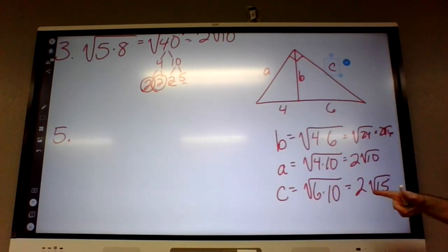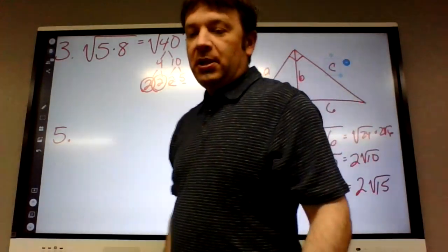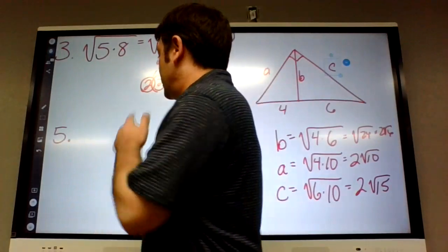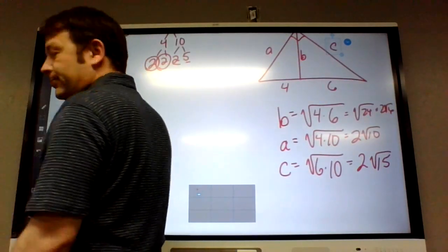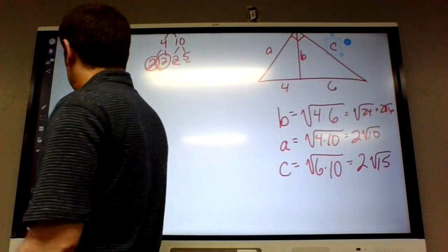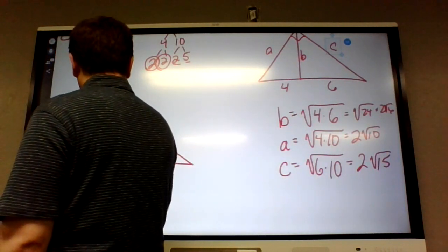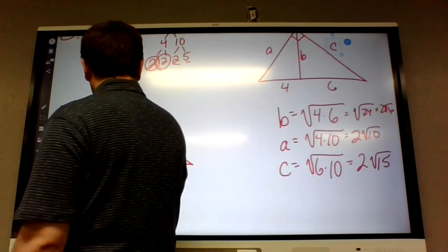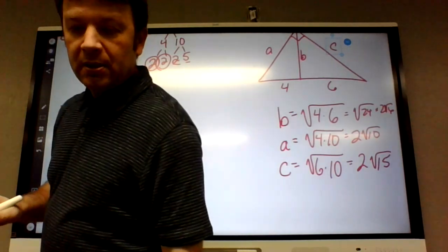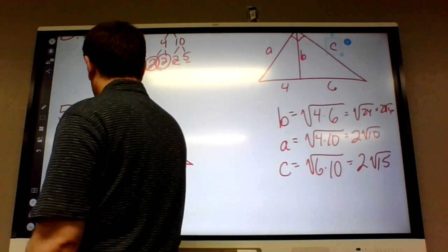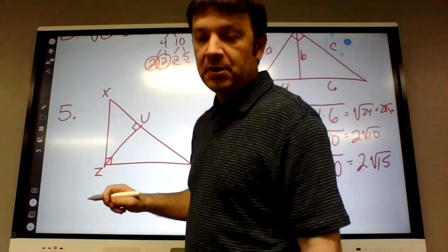Alright, got it? Number 5. We're not doing that on 5, but I did want to get that out of the way. We're supposed to state all the triangles that are similar to each other. That's a similarity statement. X, U, Z; U, Z, Y; Z, Y, X. You gotta put it in order though.